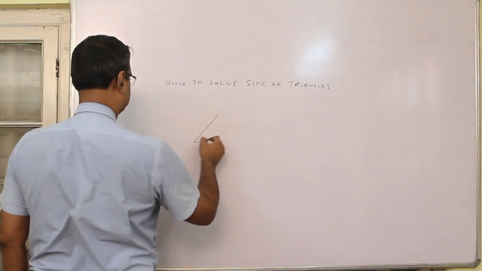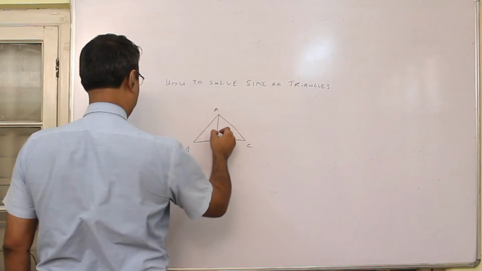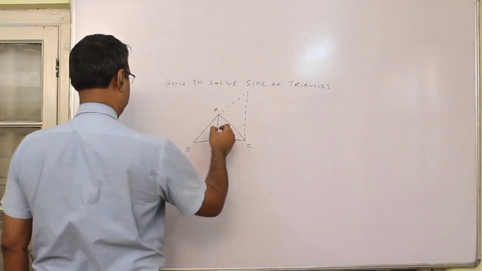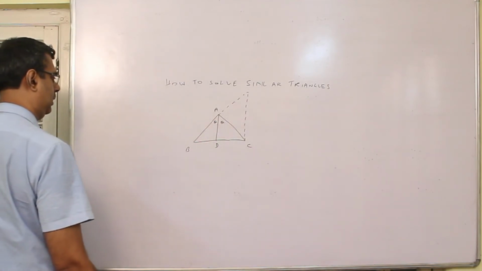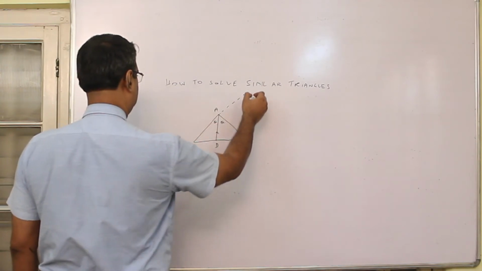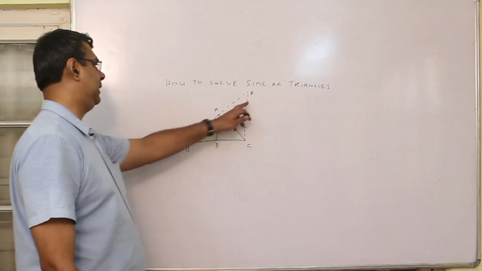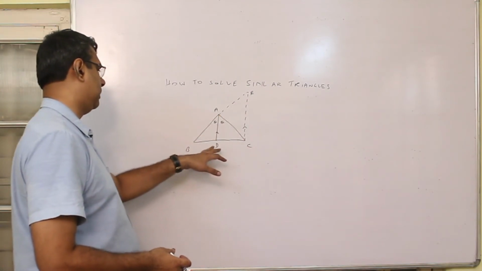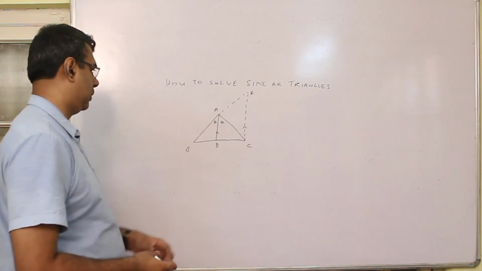Suppose you have a triangle ABC, and in this triangle ABC, AD is the bisector of angle A. Now what you do is you draw a line CE parallel to AD, and incidentally E lies on AB produced. I repeat again, you have a triangle ABC, AD is the bisector of angle A, you draw a line CE parallel to AD and E lies on AB produced.